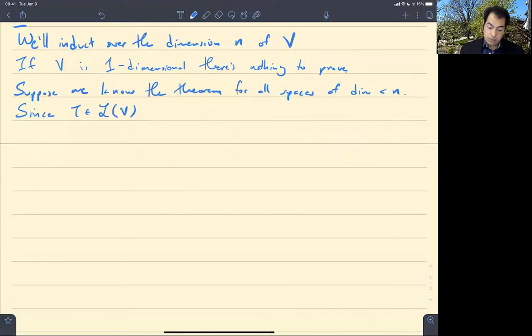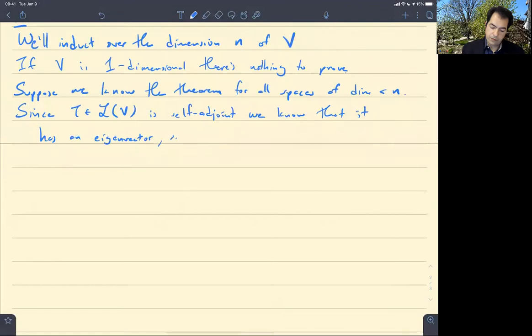So since T is self-adjoint, we know that it has an eigenvector, say v, satisfying that T(v) = λv, with v not equal to 0.